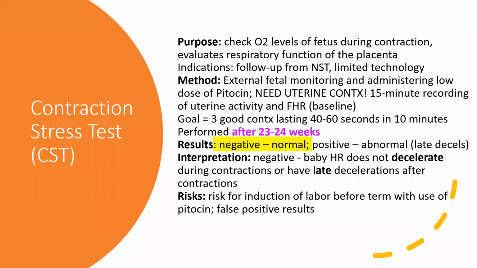Okay. We do have the negative normal, positive abnormal. The findings of this are when a pattern of at least 3 contractions of 40 to 60 seconds duration in a 10-minute time period is obtained, the fetal heart rate is assessed, and the test is reassuring negative if no late decels occur. The test is not reassuring positive if there are late decels with at least 50% of contractions. So the same type of criteria.